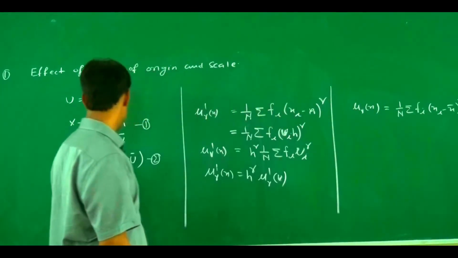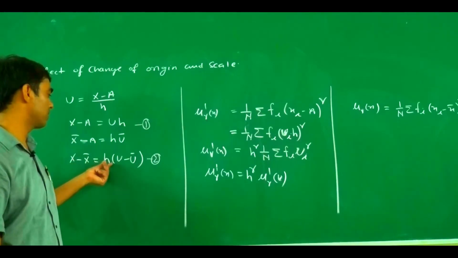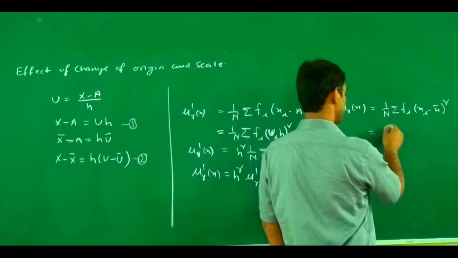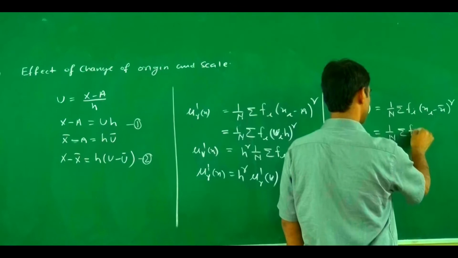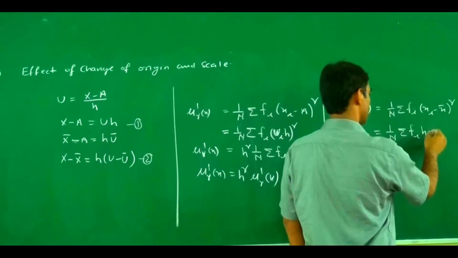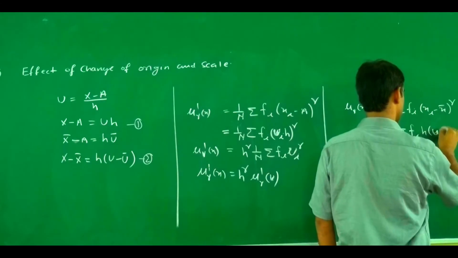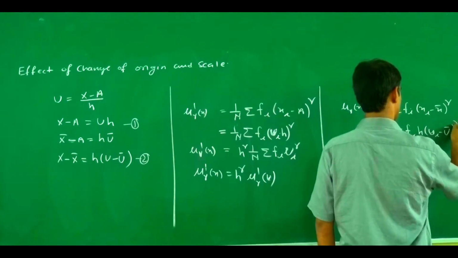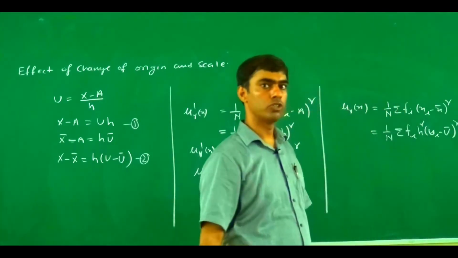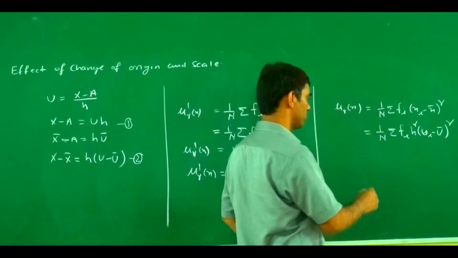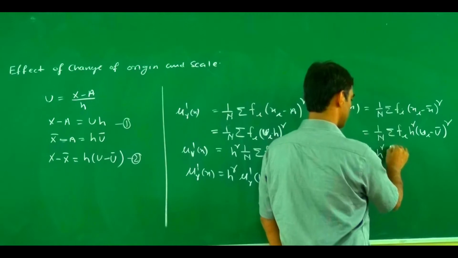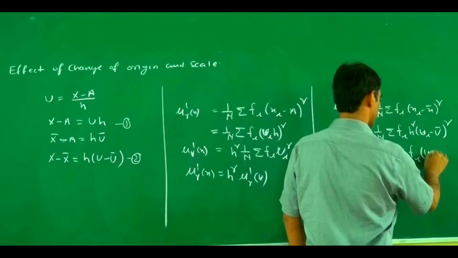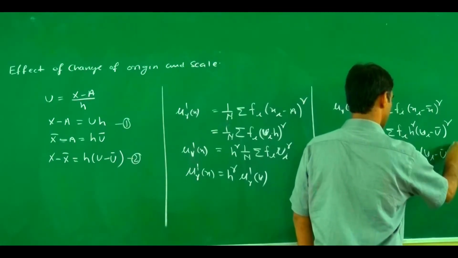So xi minus x bar, if we closely observe, is h times (ui minus u bar). So here this becomes 1 upon n summation of fi h(ui minus u bar) to the power r. Here h to the power r is a constant, so it comes outside: h to the power r times 1 upon n summation of fi (ui minus u bar) to the power r.